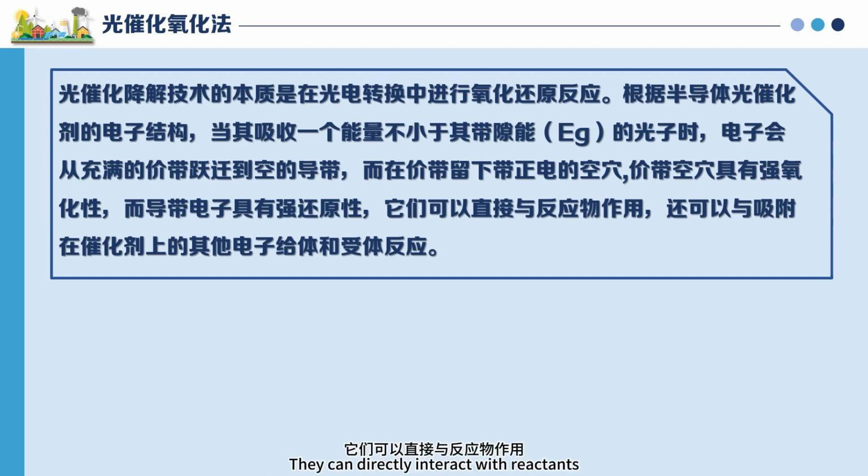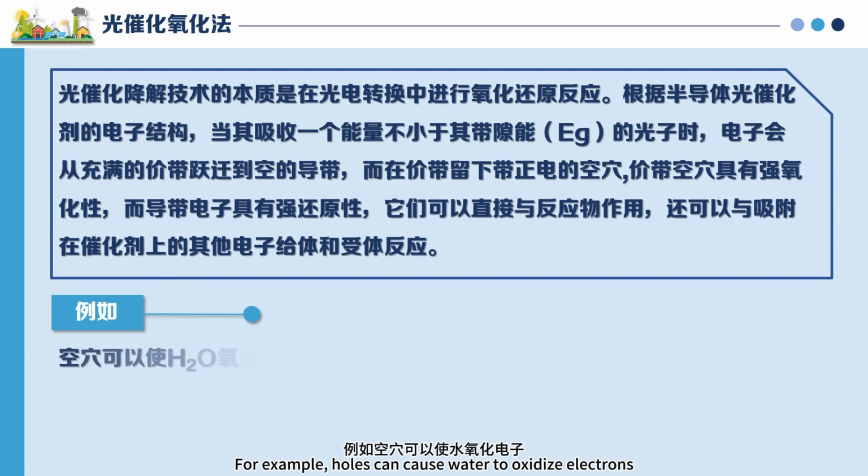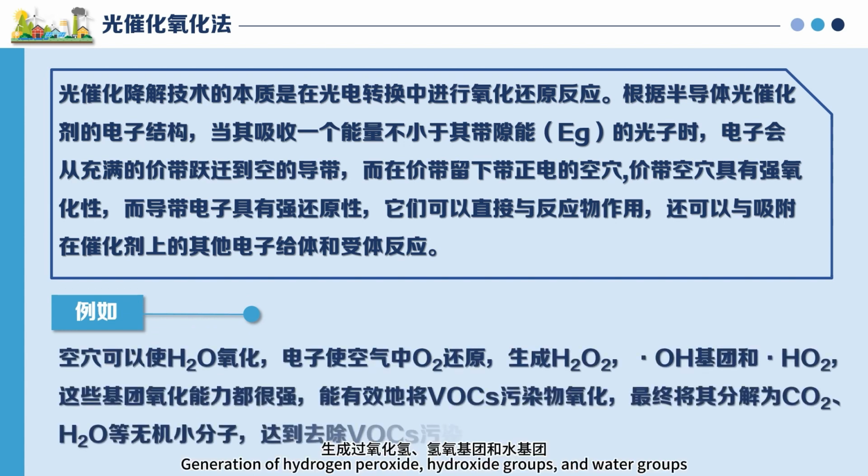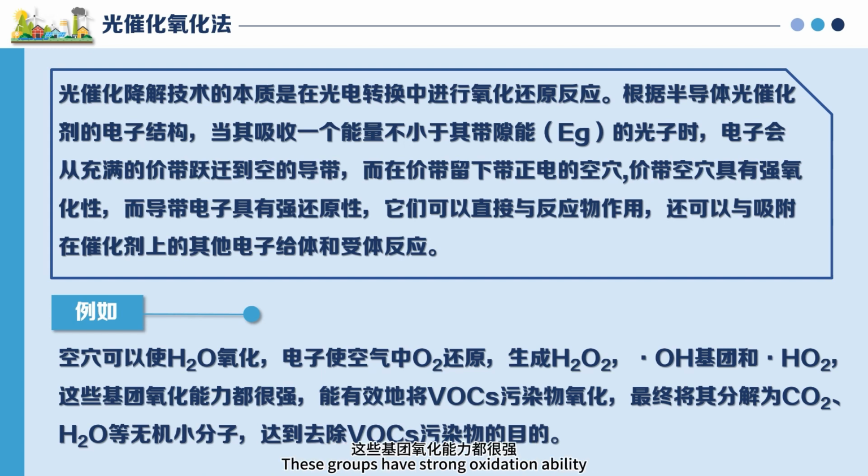They can directly interact with reactants. They can also interact with other electron donors and receptors adsorbed on the catalyst. For example, holes can oxidize water, and electrons can reduce oxygen in the air, generating hydrogen peroxide, hydroxyl groups, and superoxide groups. These groups have strong oxidation ability, effectively oxidize VOC pollutants, ultimately decomposing them into carbon dioxide, water and other inorganic small molecules, to achieve the purpose of removing VOC pollutants.